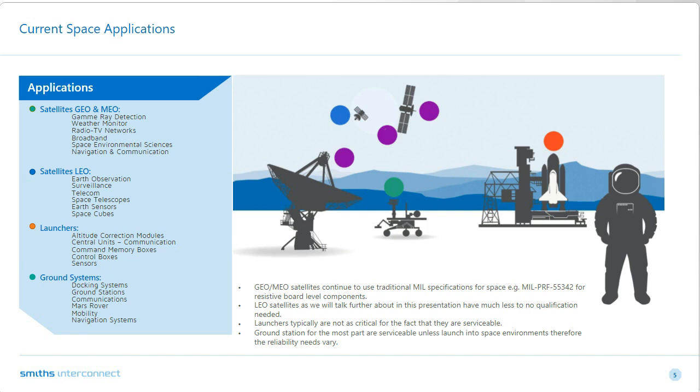Some of the ground systems, depending on which ground system, will require different types of reliability, and they vary from low reliability in testing to very high reliability in testing.